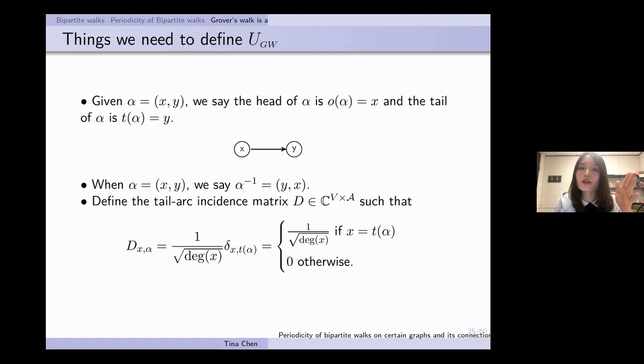The rows of D will be indexed by the vertices of your directed graph, and the columns will be indexed by the arcs of your directed graph. And then for the x alpha entry, if x is the tail of alpha, then the x alpha entry will take the value 1 over the square root of the degree of x, and 0 otherwise.